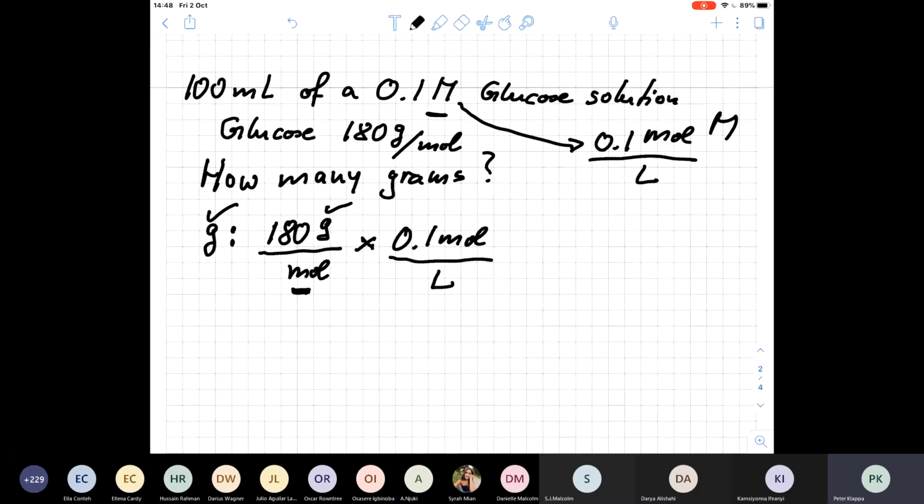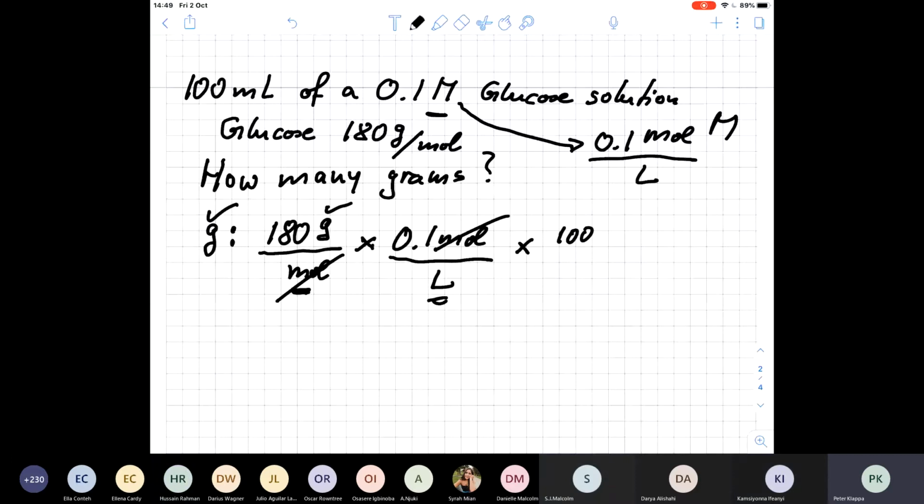And what you see is what happens to the moles. They cancel out. Exactly. So the moles cancel. Moles are gone. Hasta la vista. But now I created another problem because I've got the liters here. Now, can I multiply it with something so that the liters cancel out? Do I have liters anywhere? 100 milliliters. Absolutely right.